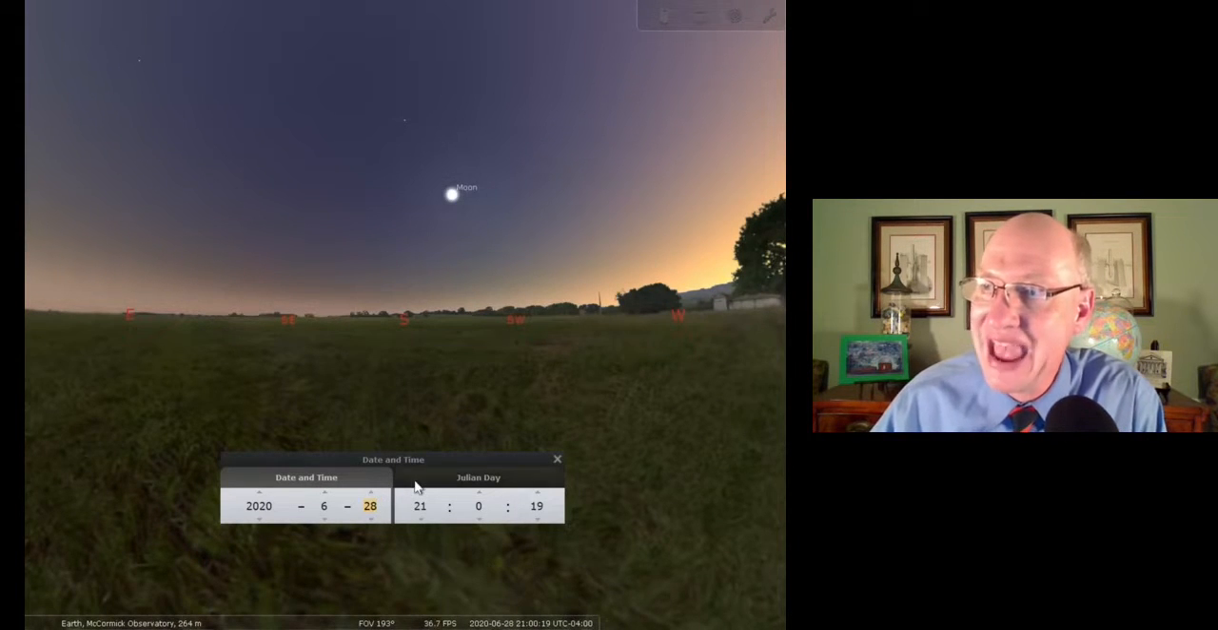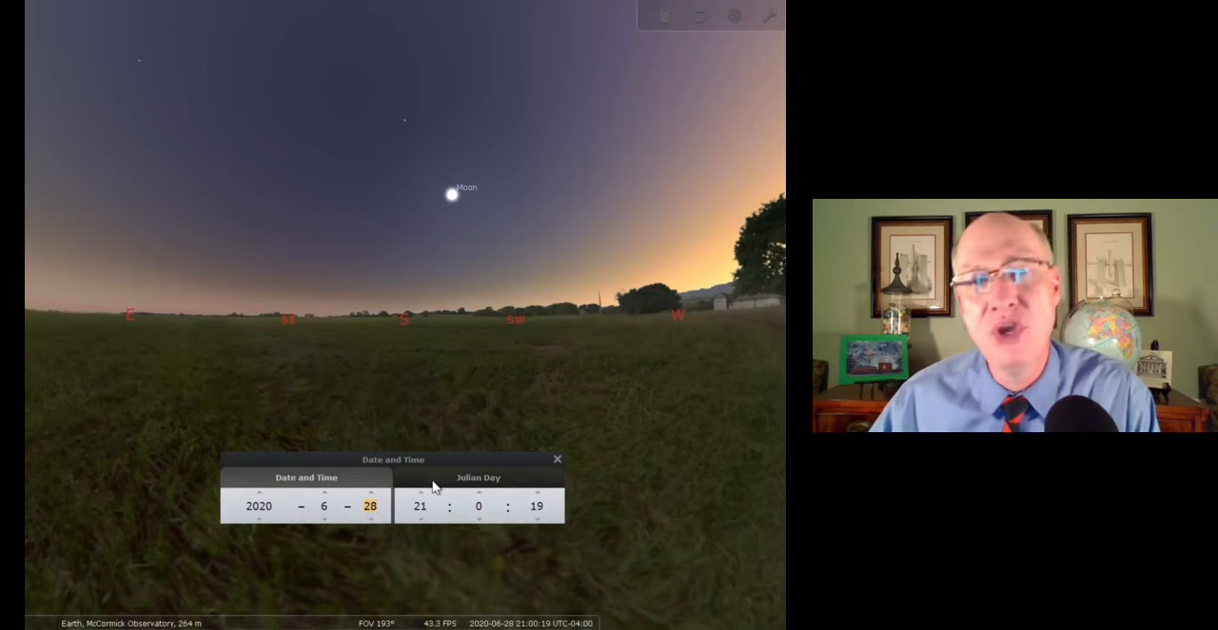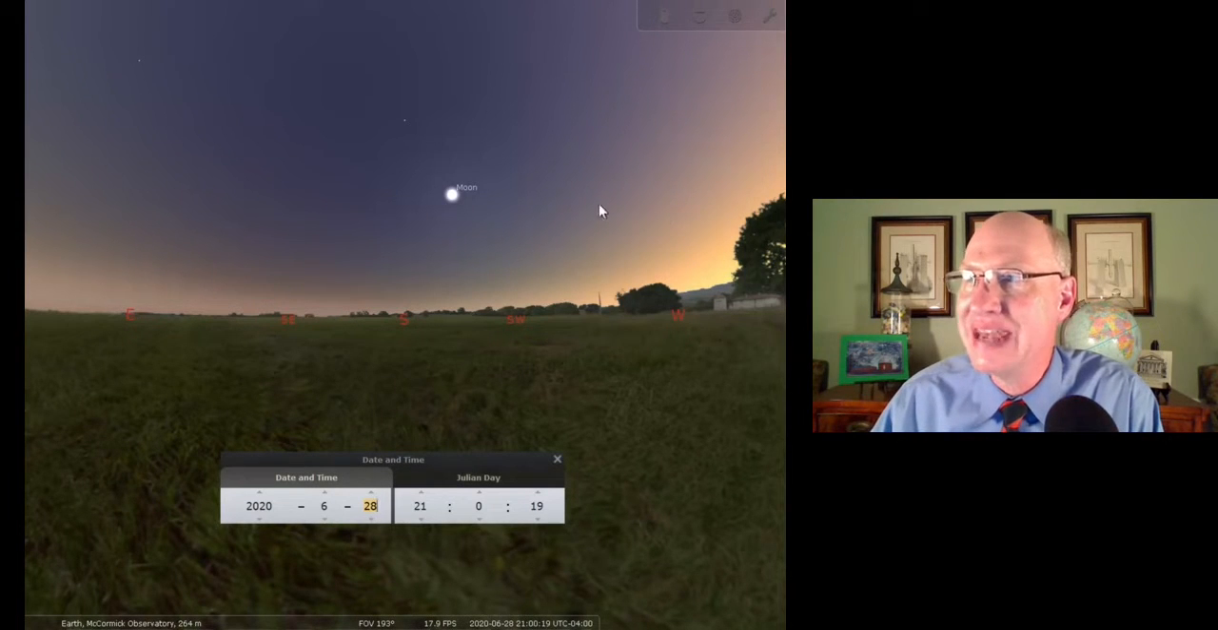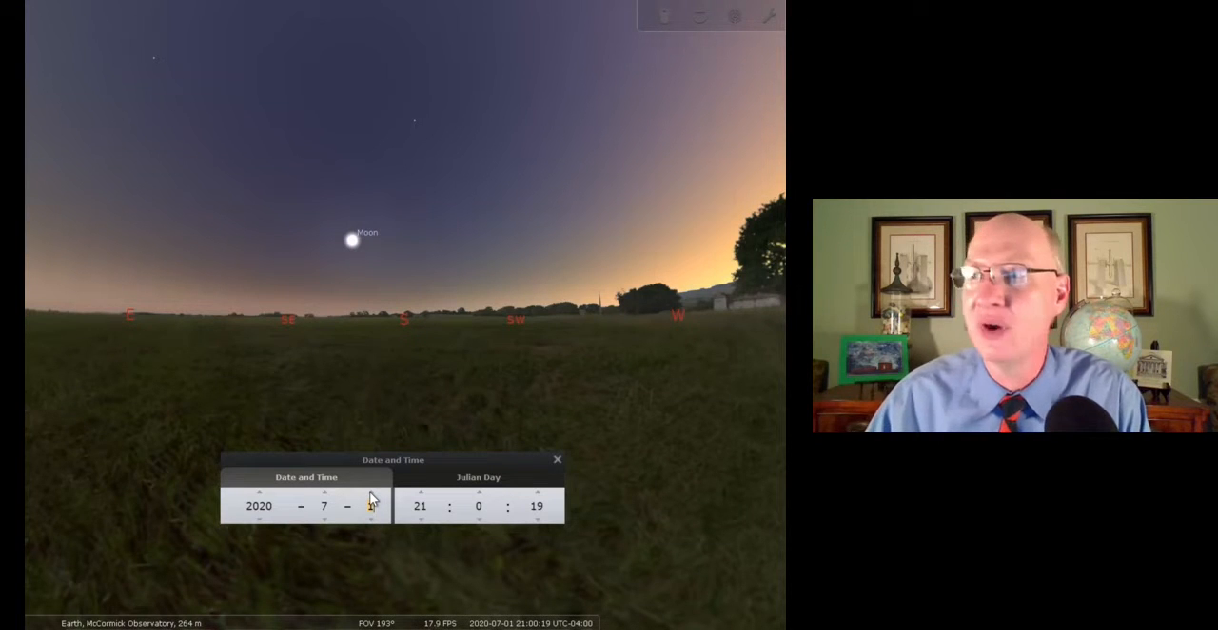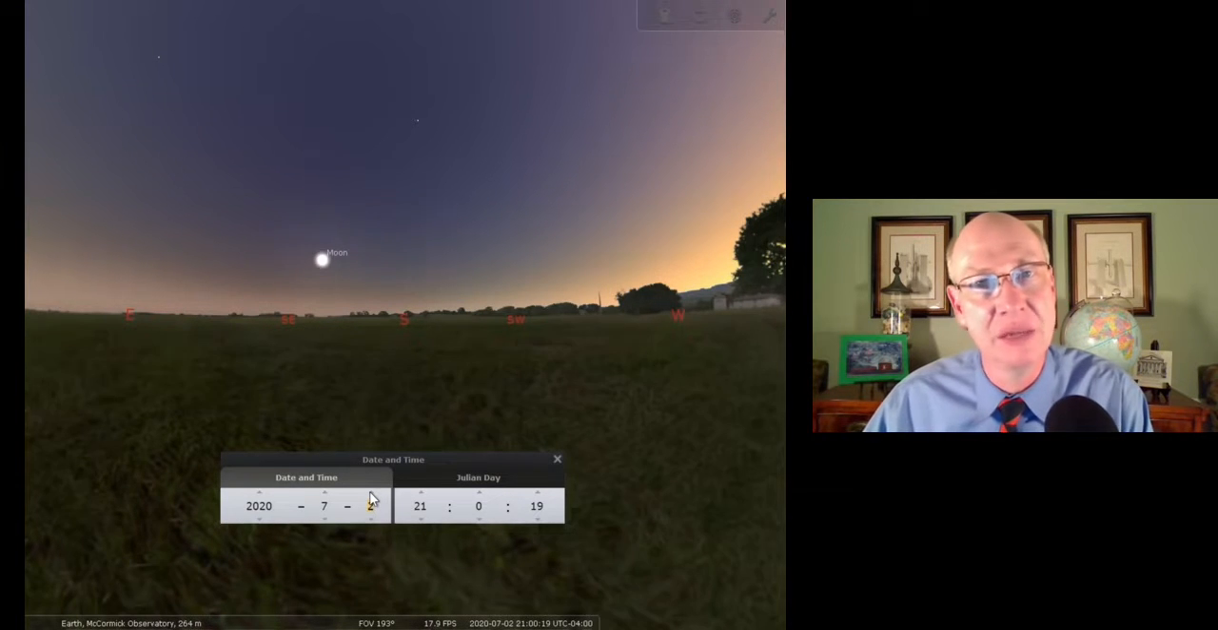Notice that I'm doing this every night at 9 o'clock. When you go out to watch the phases of the moon, try and get out every night at the same time, say 9 o'clock. What you're going to notice is that night after night, the moon is moving through the sky. What you're seeing is literally the moon orbiting the Earth. You can see it moves a little bit every night.